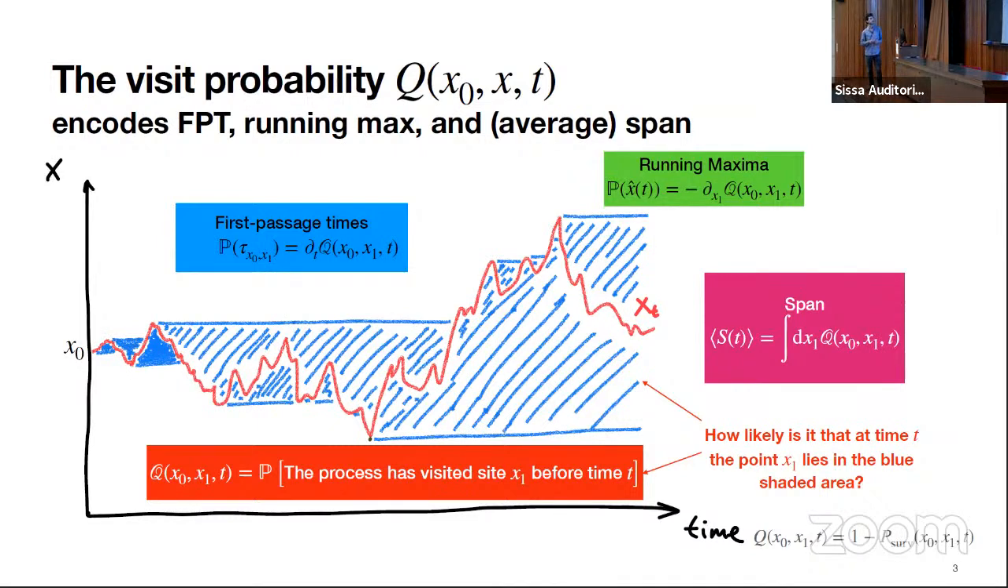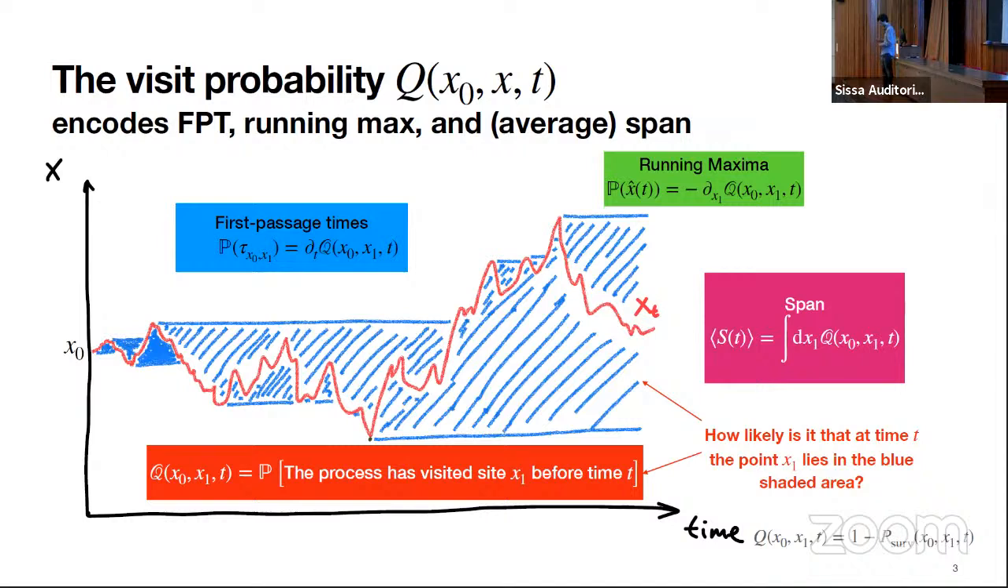Suppose you know Q_x(t), then you can, for example, take the derivative with respect to time. What you do then is you weigh the area that has been visited at t plus dt, but not at t. This is exactly the area that's been first visited at t. The same you can do by taking the derivative with respect to space. Here you're weighing the area that's been visited at x, but not at x plus dx. So this is minus the weight of the running maximum distribution. And finally, you can integrate out space. This gives you the mean span or the mean volume explored at a certain time t.